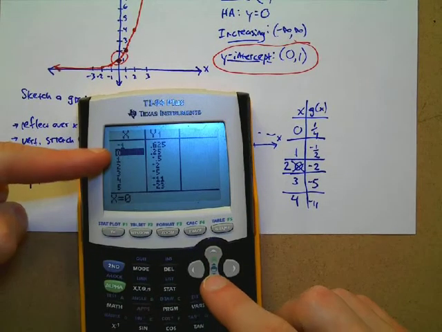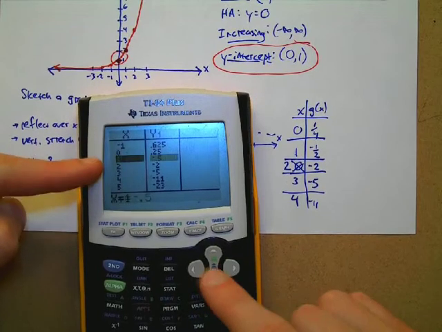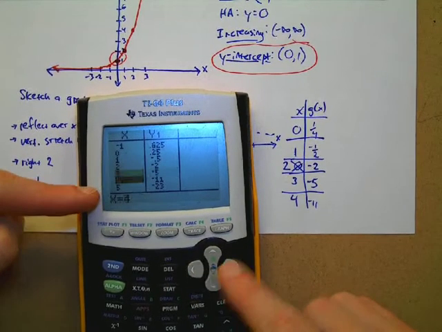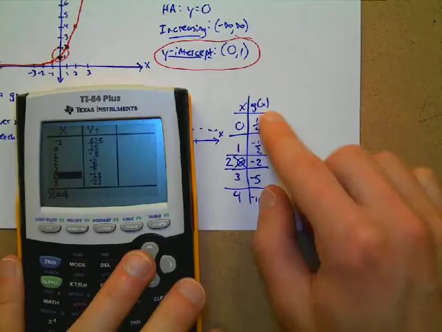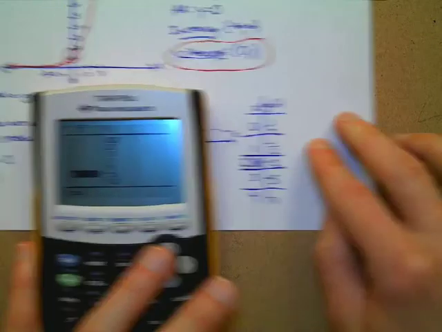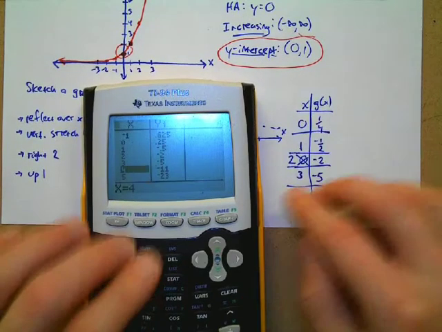You see at 0, you get 0.25. At 1, you get negative 0.5. At 2, you get negative 2. At 3, negative 5. At 4, negative 11, right? That's that whole table we just did right there. So that can help you too. Use your graphing calculators to help with that. But there's our graph.